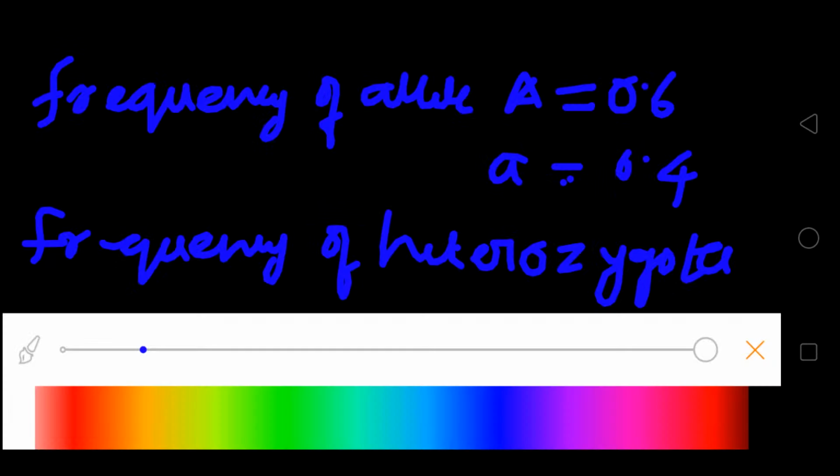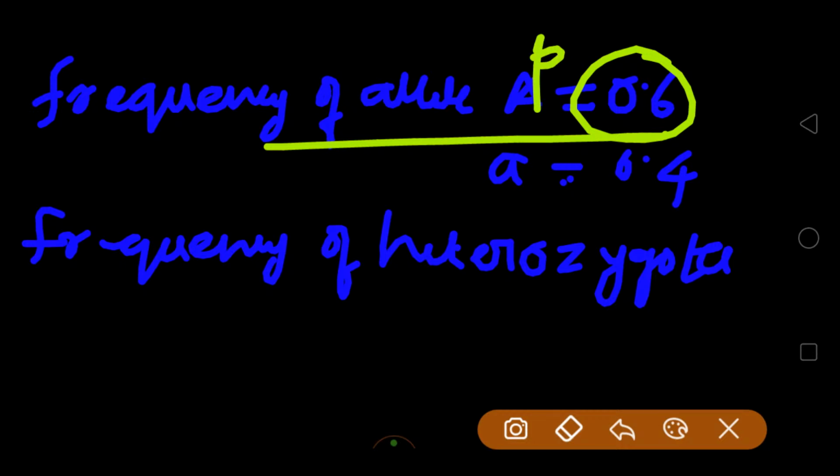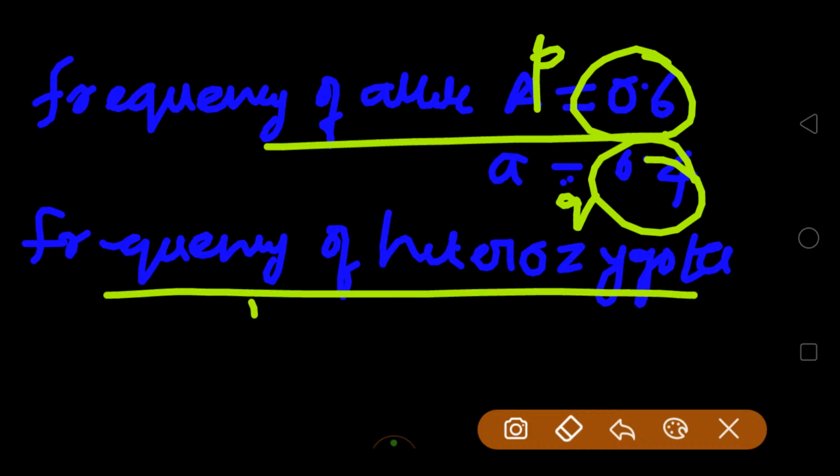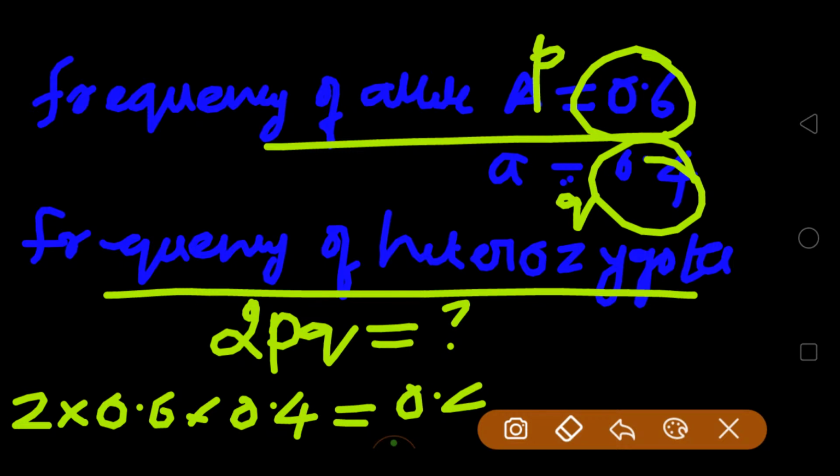Okay, it's a simple sum. The frequency of allele A means what? It is nothing but small p. This value is q. What is the frequency of heterozygote? They're asking 2pq. 2pq is equal to what? Simply multiply 2 into 0.6 into 0.4. So 0.48.